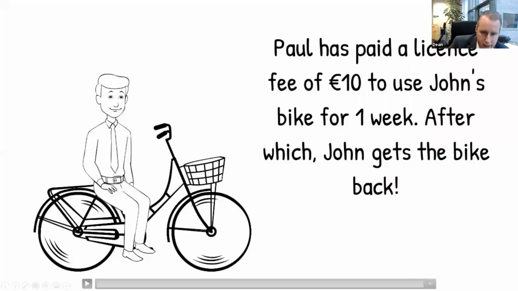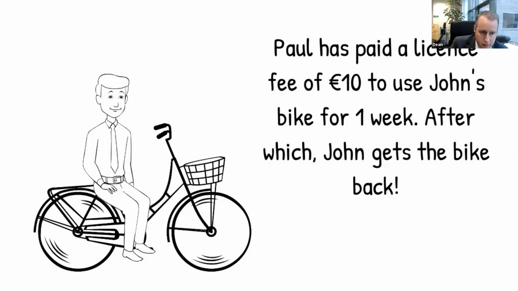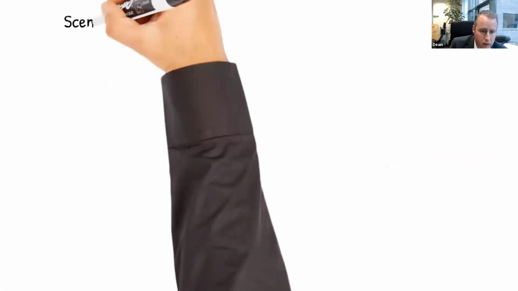Okay, that was obviously an example of a license, and the distinction there to grasp, I'm sure you all have at this point, is that John got the bike back in the license arrangement, whereas in the assignment arrangement, he did not. Okay. Okay, the next example is an example of a term license.